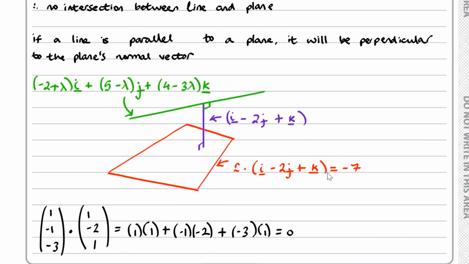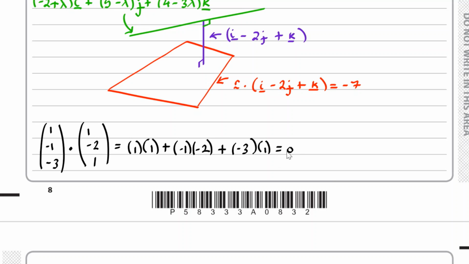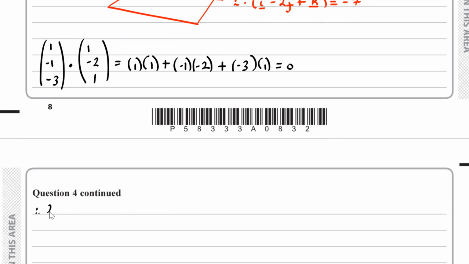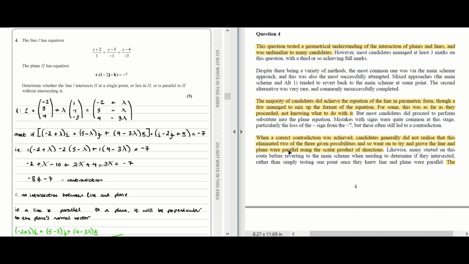And from this we can therefore conclude that, well, let's just write this down. We can therefore conclude that L is parallel to this plane pi, but not in the plane pi. Okay, so but not in the plane.